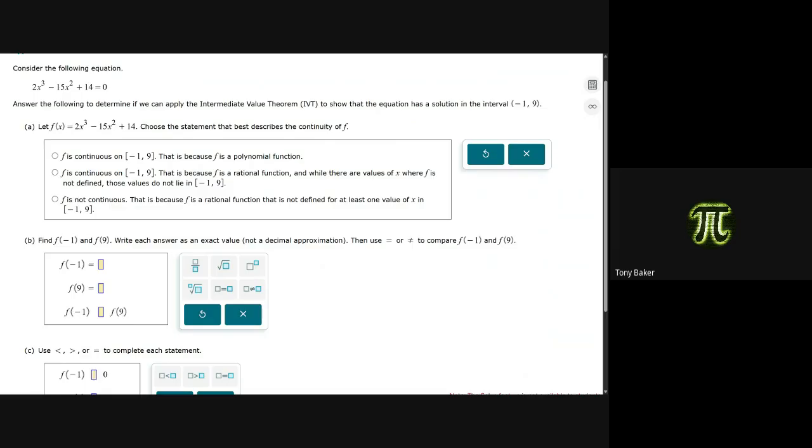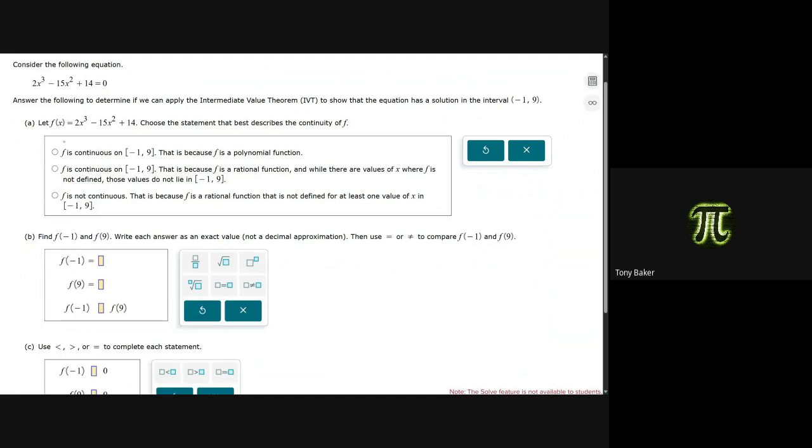So is there a place where this value does not exist? No, it's a polynomial. It exists everywhere. It doesn't fall into the dividing by zero. It doesn't fall into the square root problems. It doesn't fall into the log problems. It's continuous everywhere. So why is it continuous? Well, it's continuous because it is a polynomial.